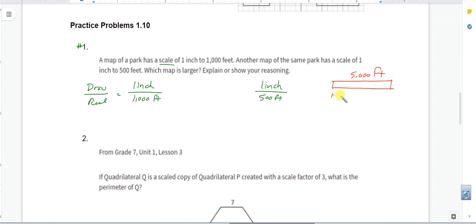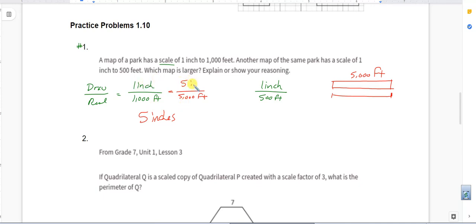And if I drew it on this map right here, well, since every 1,000 foot is an inch, it would be 5 inches. That pathway would be 5 inches on this map because 5,000 feet would have to get multiplied from 1,000 by 5, and 1 times 5 is 5.